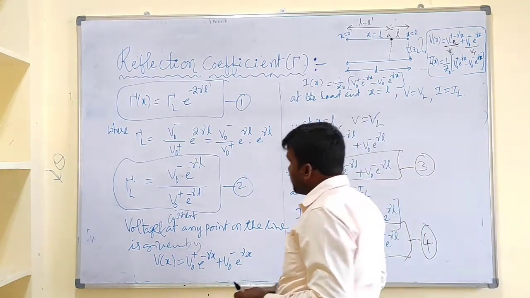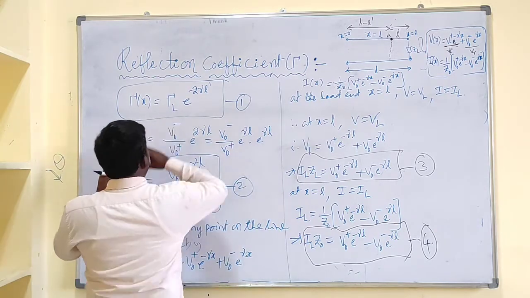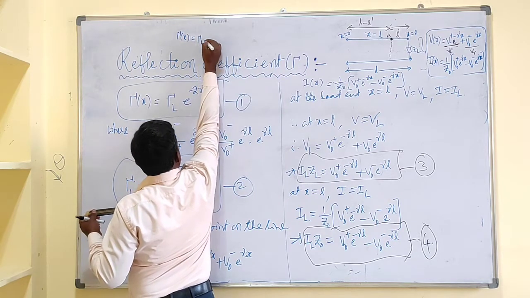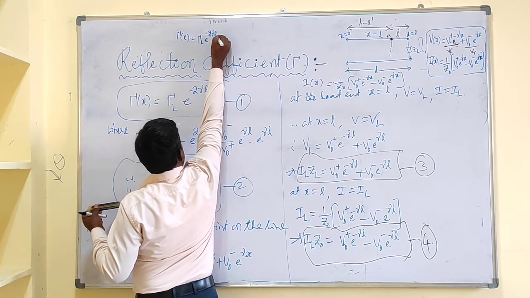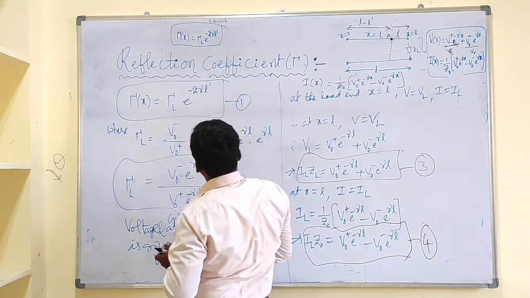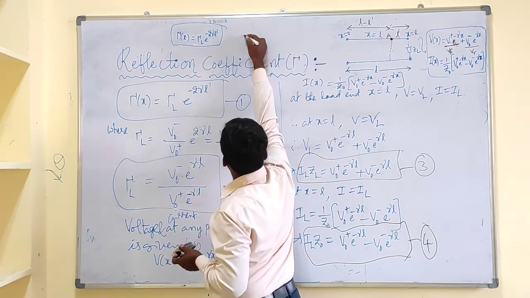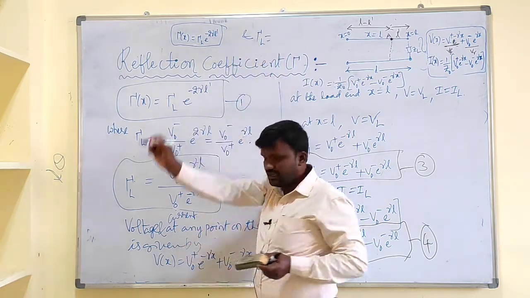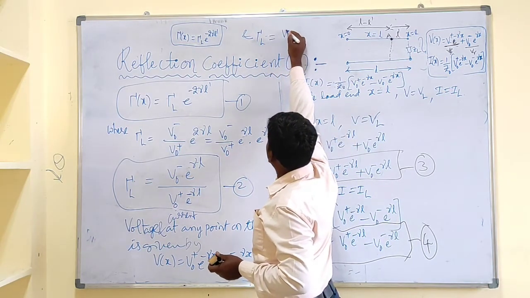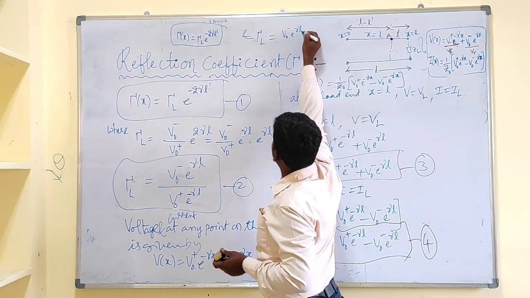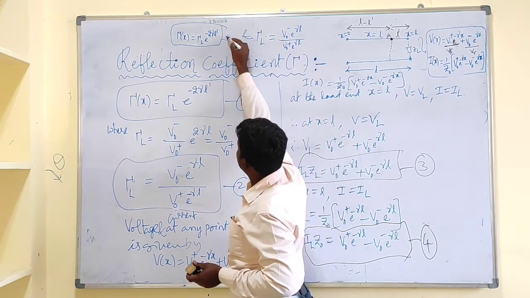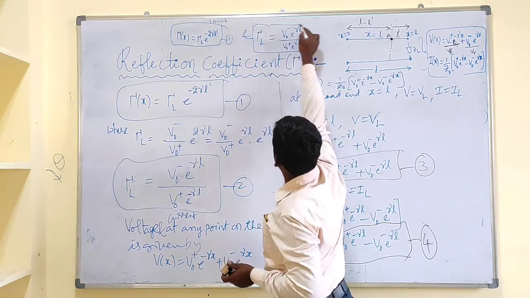Okay, I will write these equations 1 and 2 here. The reflection coefficient at any point on the line is gamma x equal to gamma L into e to the power minus 2 gamma L dash. So this is the expression for the reflection coefficient at any point on the line. And next, the reflection coefficient at the load end, gamma L, is given by V naught minus e to the power gamma L by V naught plus e to the power gamma L. So this is equation 1 and this is equation number 2.